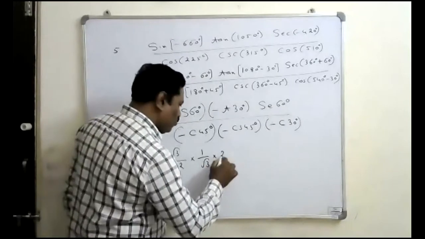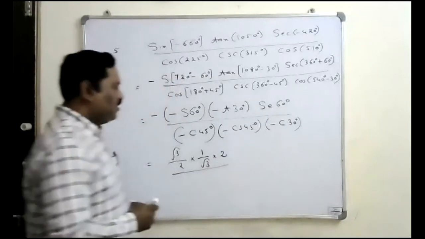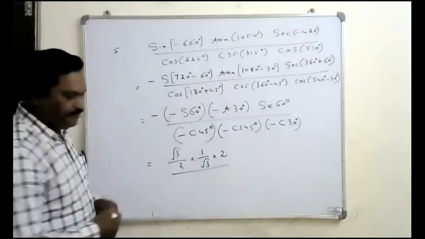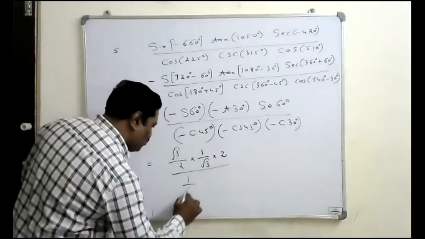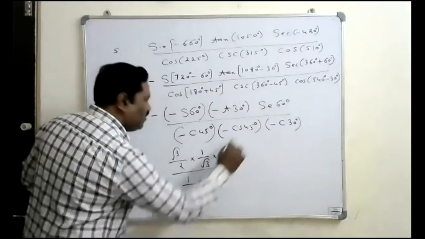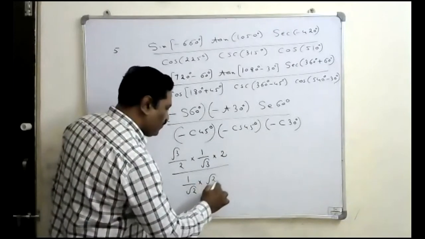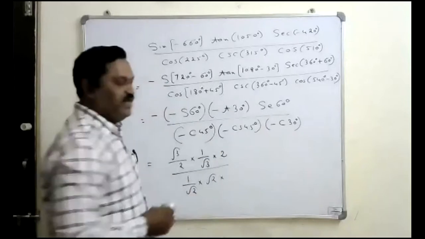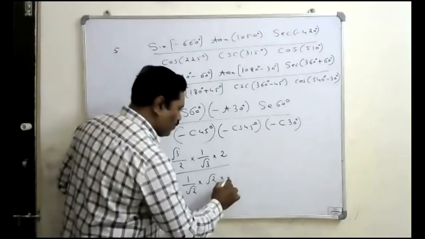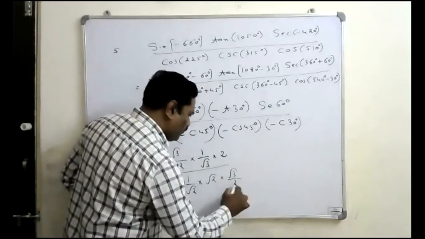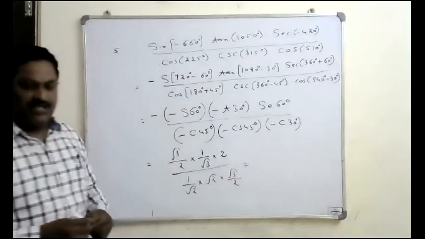2. Upon, what is the value of cos 45? 1 by root 2. Into, what is the value of cosecant 45? Root 2. Into, what is the value of cos 30? Root 3 by 2. So like that we'll write all these values.